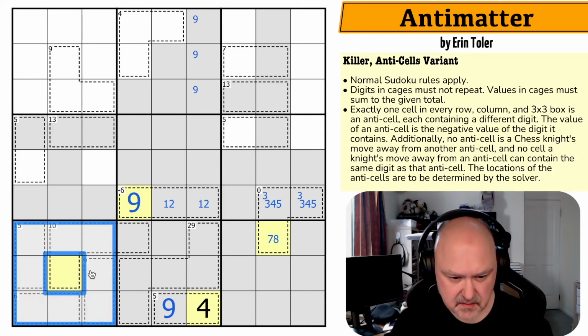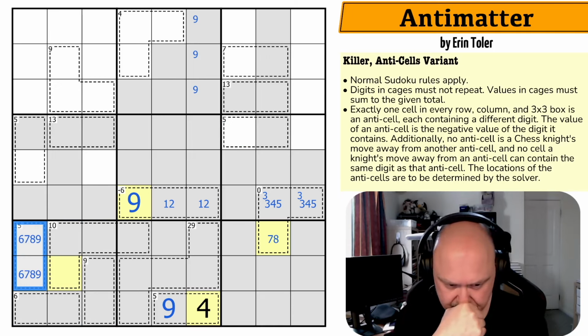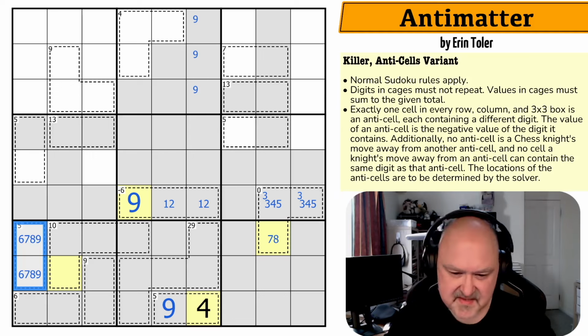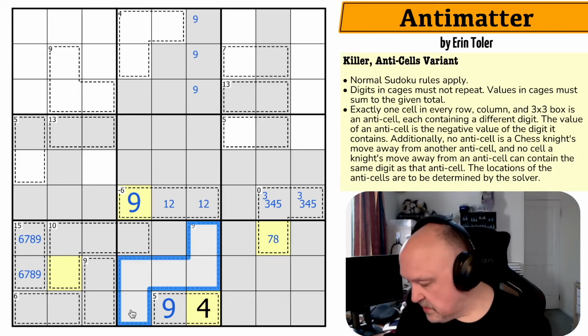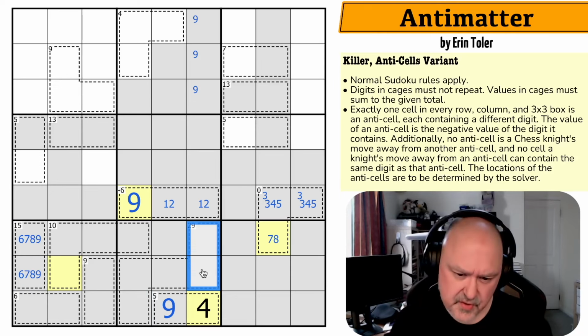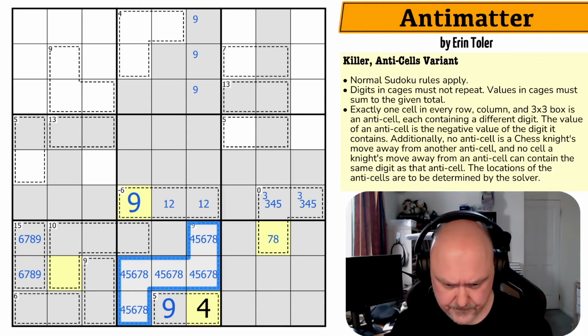This looks messy. This is a natural 15, so it's 6, 7, 8, or 9. This is a natural 29 cage without a 9 in it. So if I don't put a 9 in it, 8, 7, 6, 5, 4. No, 8, 7, 6, 5, 3, because 4 is not available. 87653. 87 is 15. 653 is 14. And that's 29. They're forced.